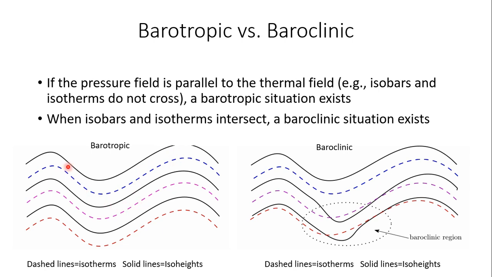That is a case in which there's no type of advection going on with the temperature. There's no intersection of these isotherms across these height contours, these ISO height lines. That indicates a barotropic state.